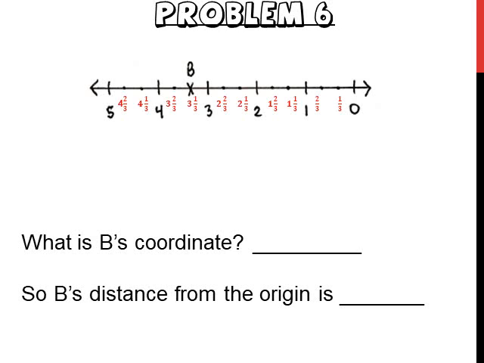Between 0 and 1, you're going to have 1/3 and 2/3. Between 1 and 2, you're going to have 1 and 1/3, 1 and 2/3. Between 2 and 3, you're going to have 2 and 1/3, 2 and 2/3. Between 3 and 4, you're going to have 3 and 1/3 and 3 and 2/3. And between 4 and 5, you're going to have 4 and 1/3 and 4 and 2/3. And once you have that written, you'll know that B's coordinate is 3 and 1/3. So the distance from the origin is 3 and 1/3.